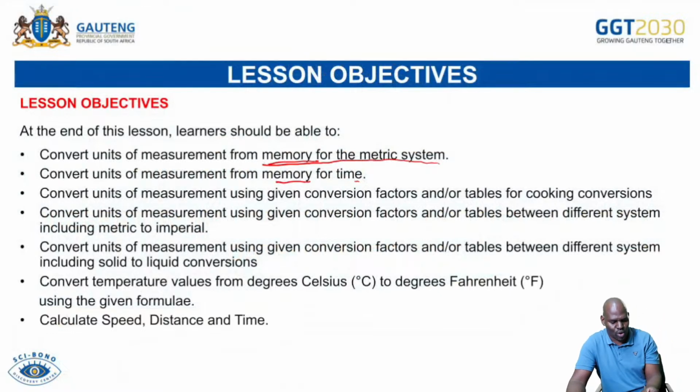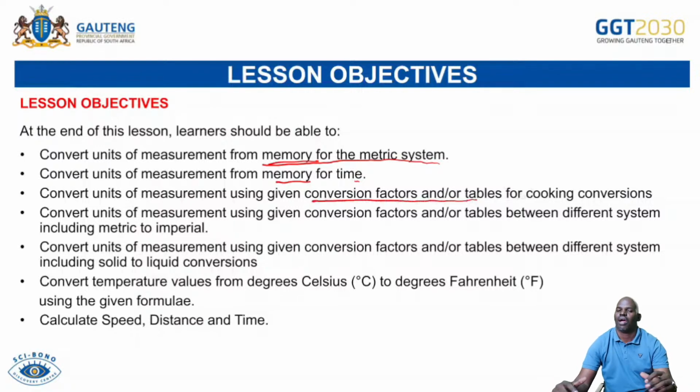Then the next one is convert units of measurement using conversion factors for cooking conversions. In this case, it's not something that you need to know. Maybe the examiner will tell you that 1 cup is equal to 250 milliliters, or 1 spoon is equal to 5 milliliters. So you must be able to use that conversion factor.